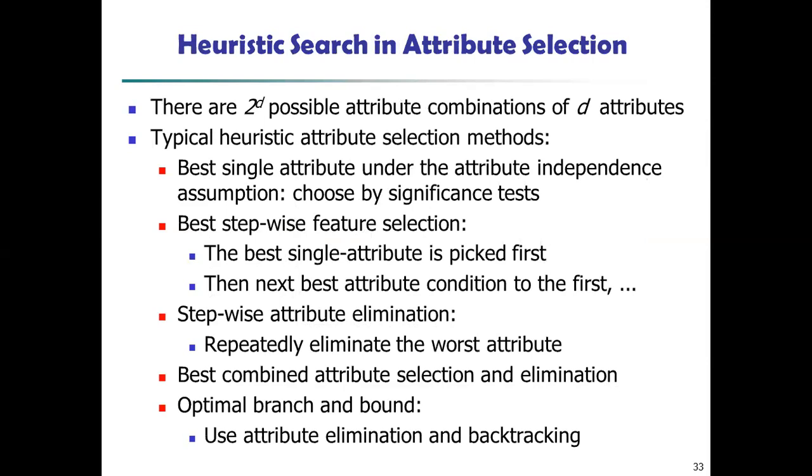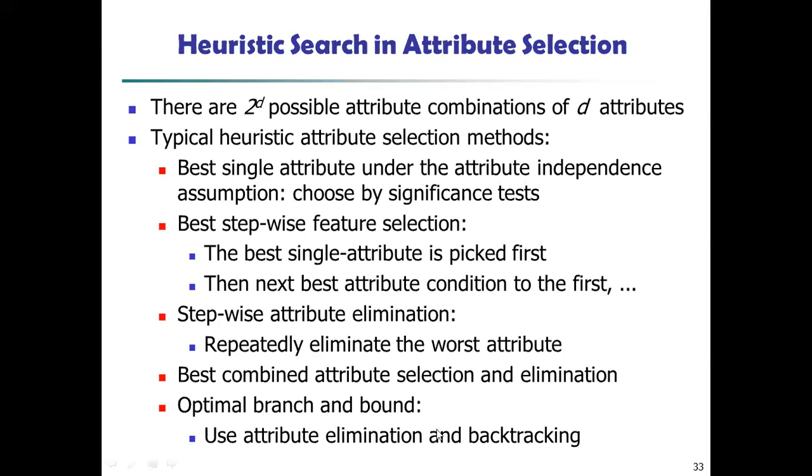So here you can use another method, that is the heuristic search or greedy search. We call these heuristic search or greedy search methods for attribute subset selection, or feature subset selection. Here you have to use the best heuristic methods, the subset selection techniques you have to follow.